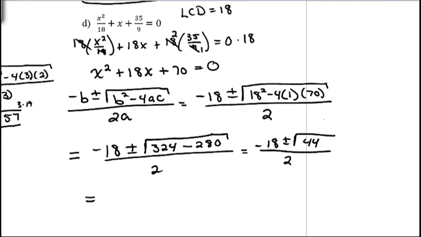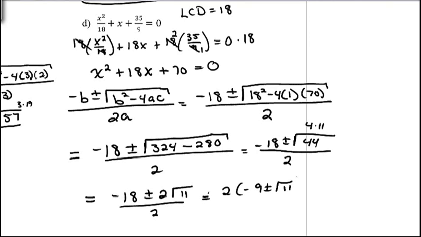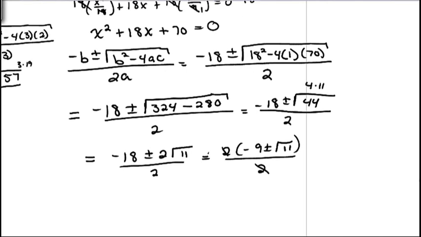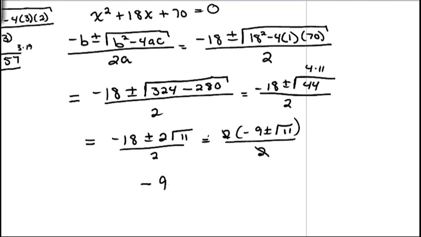And again, we can simplify the square root of 44. 44 is 4 times 11. So it's going to be negative 18 plus or minus 2 times the square root of 11 over 2. And again, now we can factor a 2 out of our numerator. And so we'll have negative 9 plus or minus the square root of 11 inside the parentheses. And then these 2's can cancel. So our final answer will be negative 9 plus or minus the square root of 11.